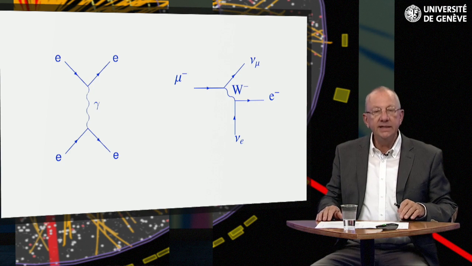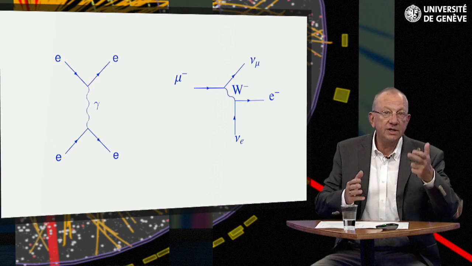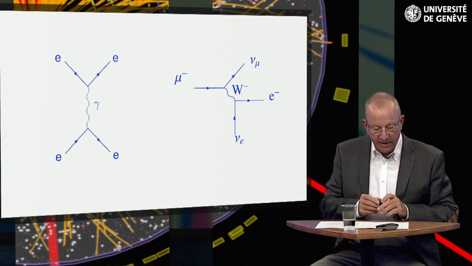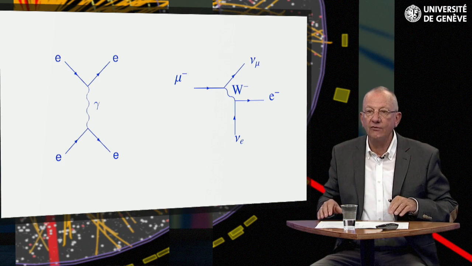If you're still somewhat uneasy with the construction and interpretation of Feynman diagrams, like the ones that you see behind me, on the left for a scattering process, on the right for a decay process, you should follow the optional video 4.1a.